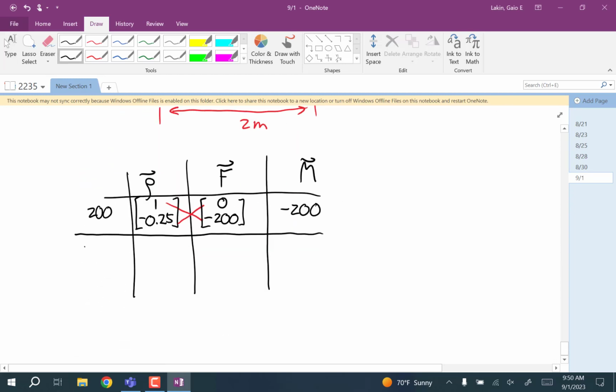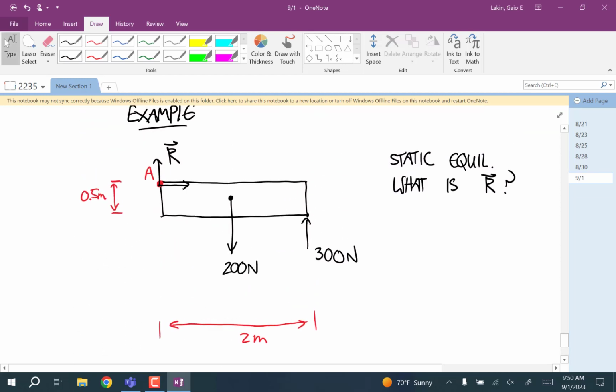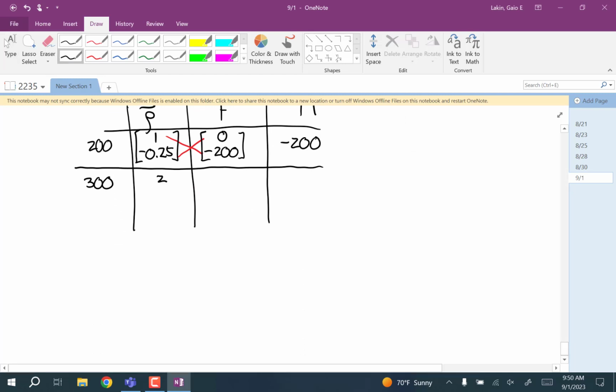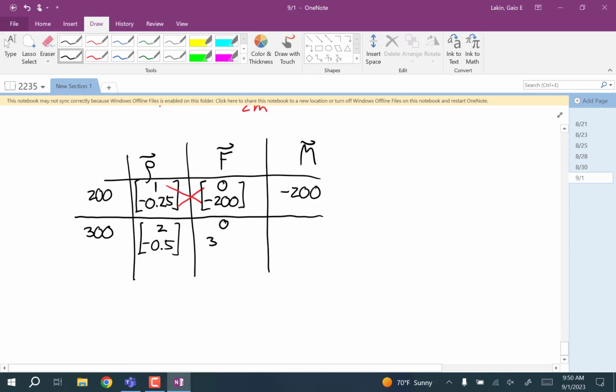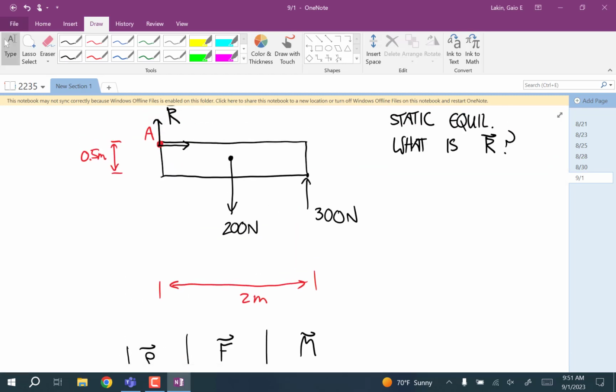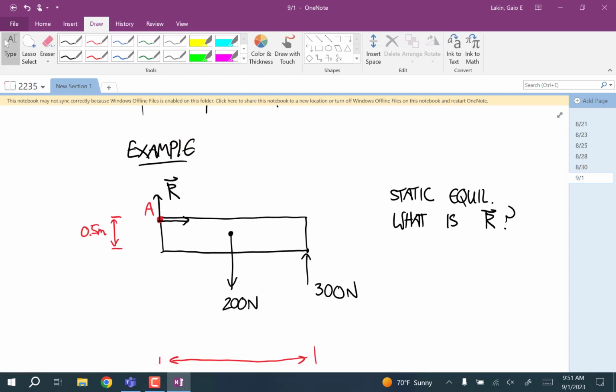Next, the 300 newton force. To get from A to where this force is applied, you go 2, negative 0.5. And that force vector is 0, positive 300. So you get an answer of positive 600. There's one more force, this reaction force, and we'll call those components Rx and Ry.